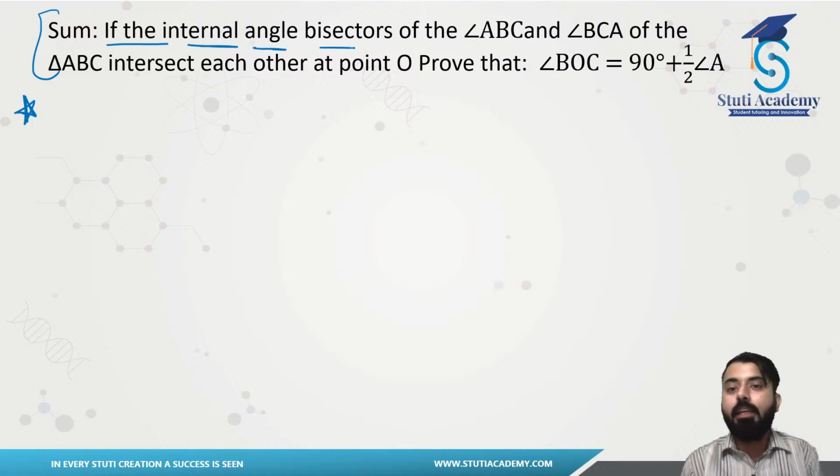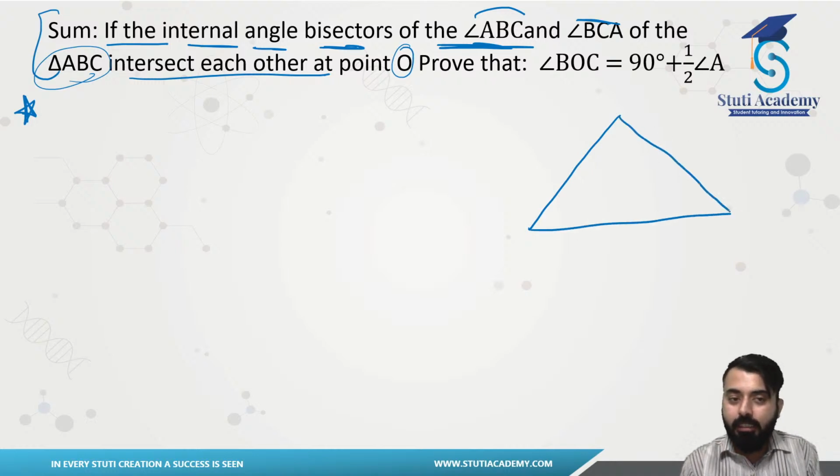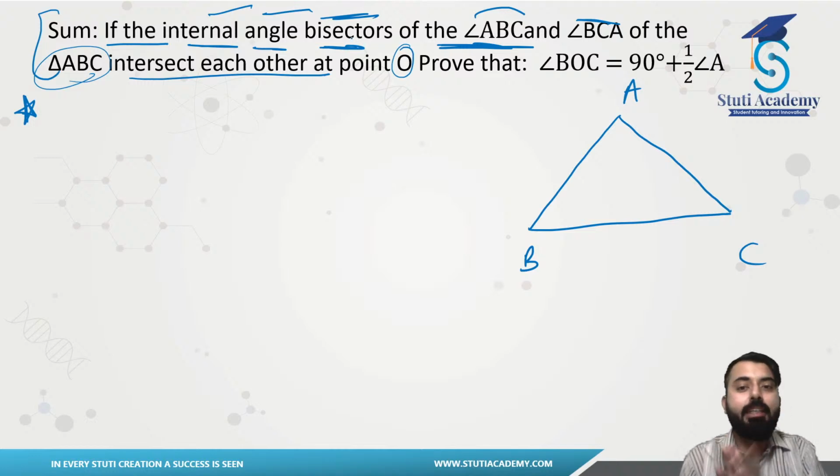See, if the internal angle bisectors of angle ABC and BCA of a triangle ABC intersect each other at point O. First of all, what it states, let's take the help of the figure. We have a triangle, let's say this is the triangle ABC. It states that the internal angle bisector is what? A bisector is that line that divides any quantity into two equal parts. But we are talking about an angle bisector, so obviously it will be dividing your angles into two equal parts. Now you guys see, we have two bisectors of angles ABC. That means there is a bisector of this angle and there is a bisector of this angle too. That means ACB, or you can say BCA.